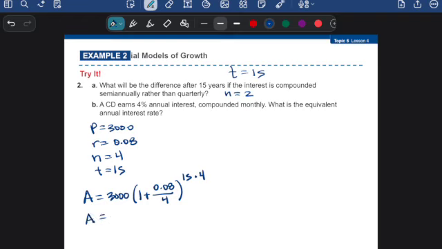So if I type in 3,000 times 1.02 to the 15 times 4 is 60, so to the 60, then after 15 years, we will get $9,843.09. Okay, let's do semi-annually.